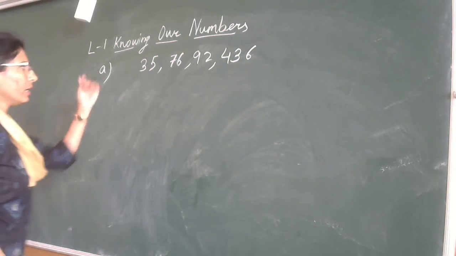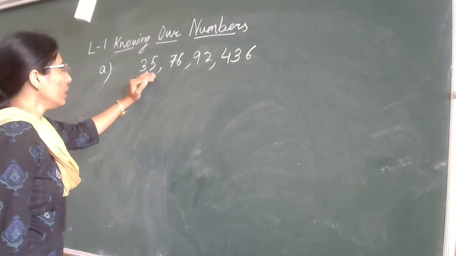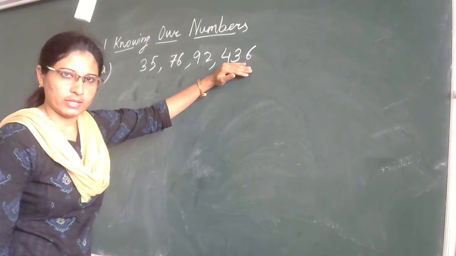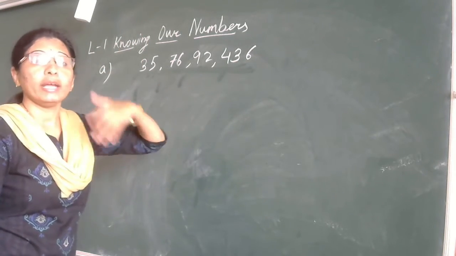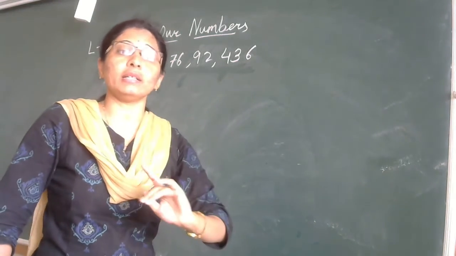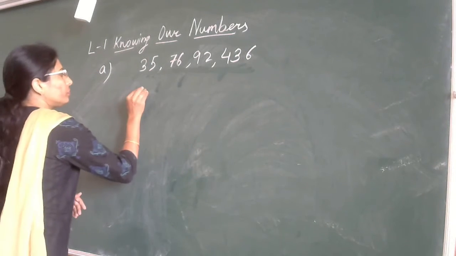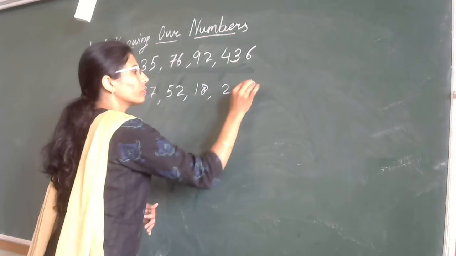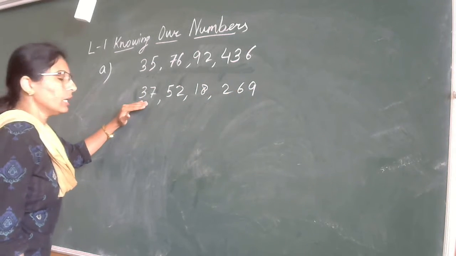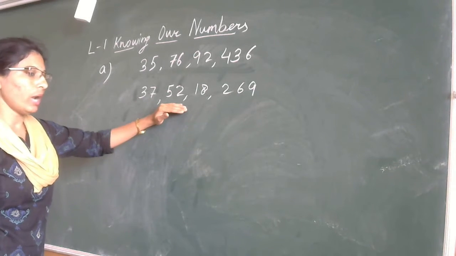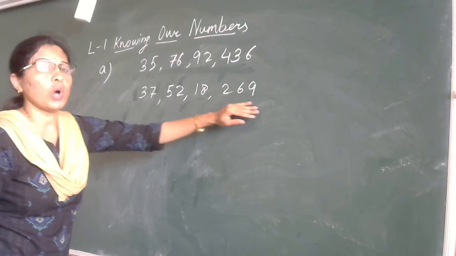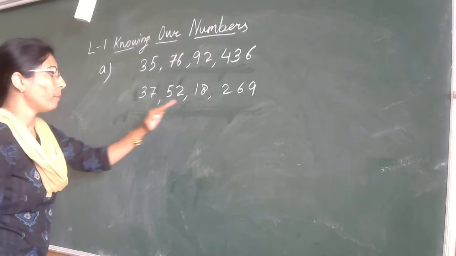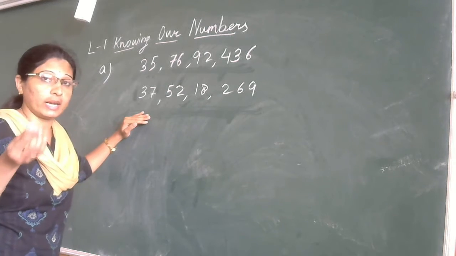Now here we have a number, 35 crore 76 lakh 92,436. This is one number, and now we have to compare it with another number, meaning greater than and less than. Now this is another number, 37 crore 52 lakh 18,269. When we have to compare the numbers, which number is greater and which is less?